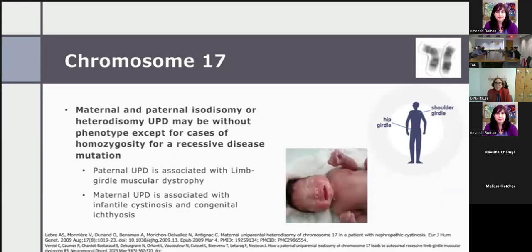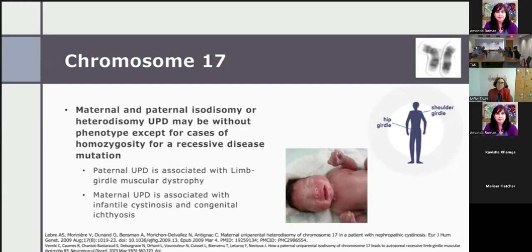Now, maternal and paternal isodisomy or heterodisomy may be without any phenotypic manifestations, except for cases of homozygosity for recessive disease mutations. So we're not really seeing any imprinting disorders. This tends to be more in the setting of recessive disease mutations.